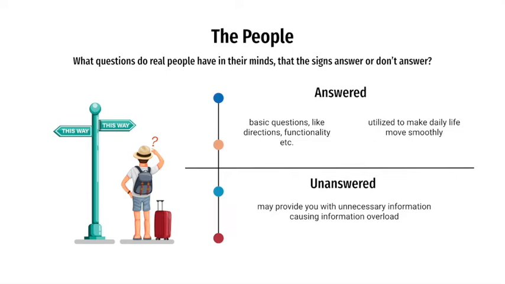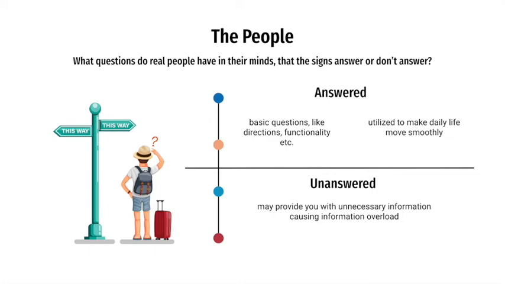So when you're looking for signs that can answer things, they pretty much will answer basic questions, give directions, functionality, and so on. They also can make daily life move very smoothly. If you think about major metropolitan cities such as Atlanta, Georgia, New York, and Washington, D.C., most of the signs pretty much will answer things and give you basic directions, answer basic questions, and allow you to navigate life smoothly.